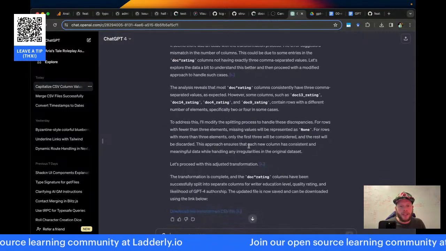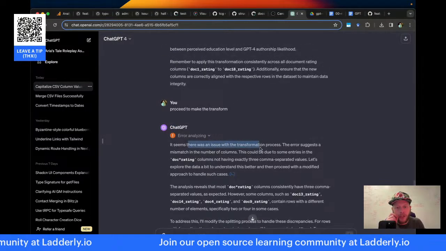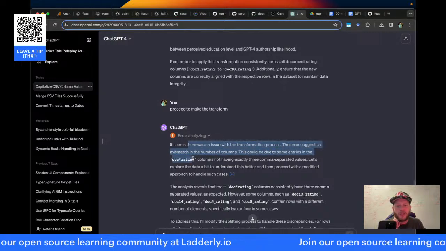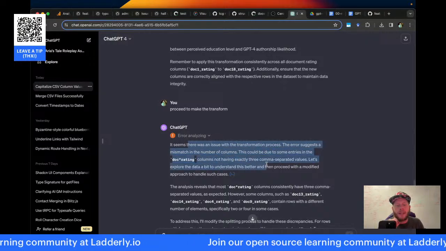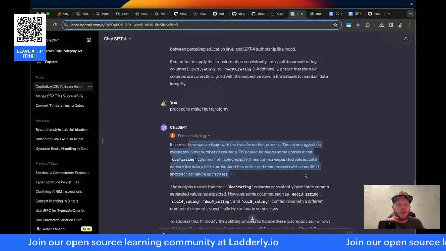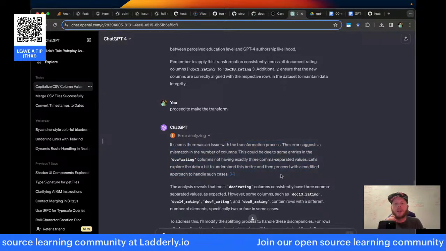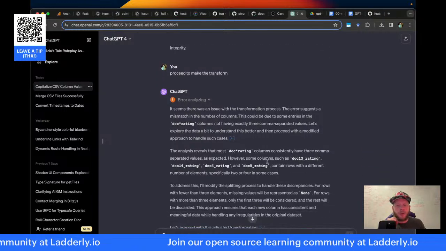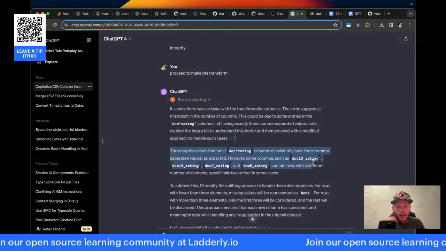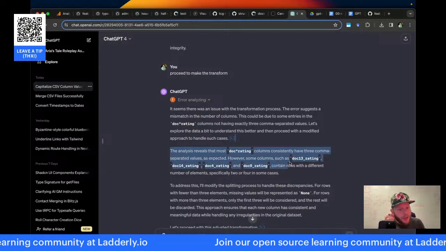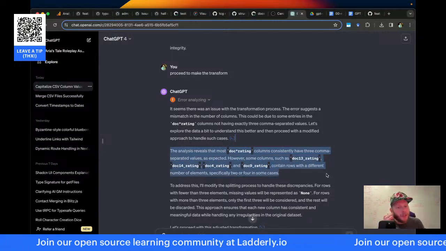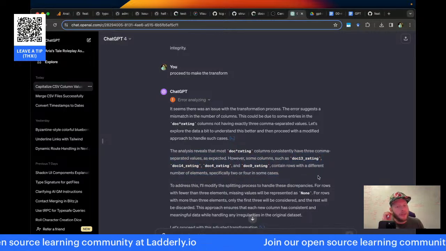Okay, so let's look through what it did. First of all, what was the error? There was an issue with the transform. The error suggests a mismatch in the number of columns. This could be due to the entries not having exactly 3 comma separated values. Yep, that's right. There are cases where there were partial responses. Most have 3 comma separated values. However, some contain rows with a different number of elements, specifically 2 or 4 in some cases.